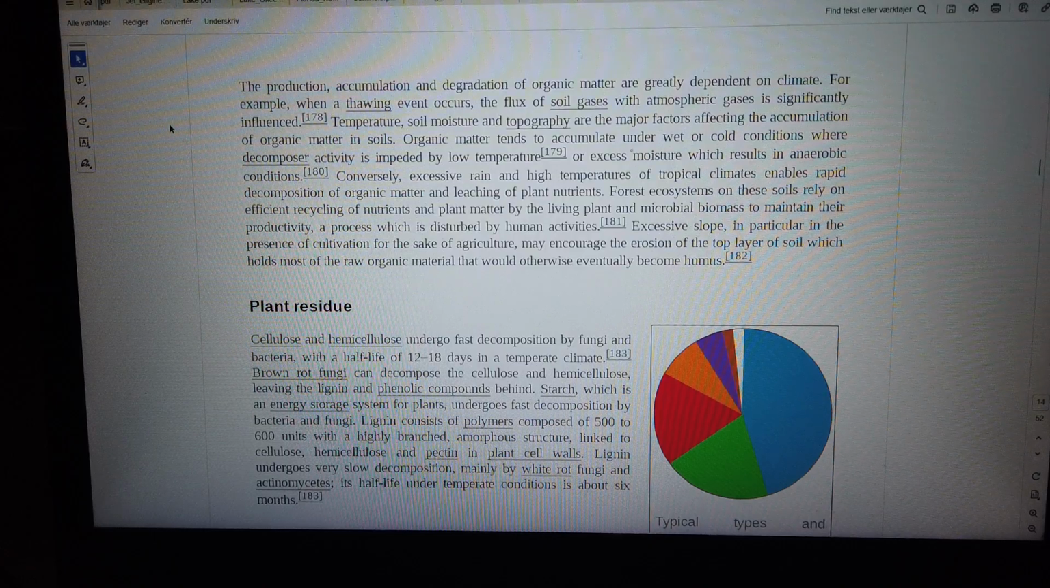Undergoes very slow decomposition, mainly by white rot fungi and actinomycetes. Its half-life under temperate conditions is about 6 months.